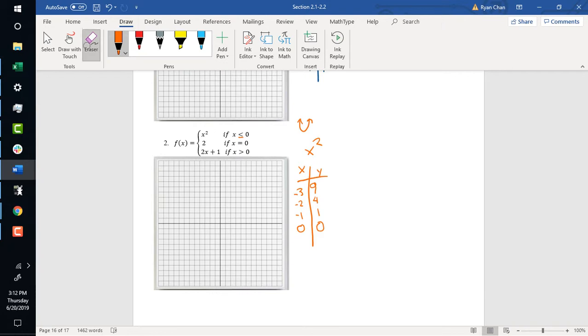Sorry, I should probably not underline it because that would confuse you. But 0, 0 is going to be an open circle, because I have less than. So I'm going to draw this. It's going to be 0, 0; negative 1, 1; negative 2, 4; and negative 3, 9. So it looks like this.